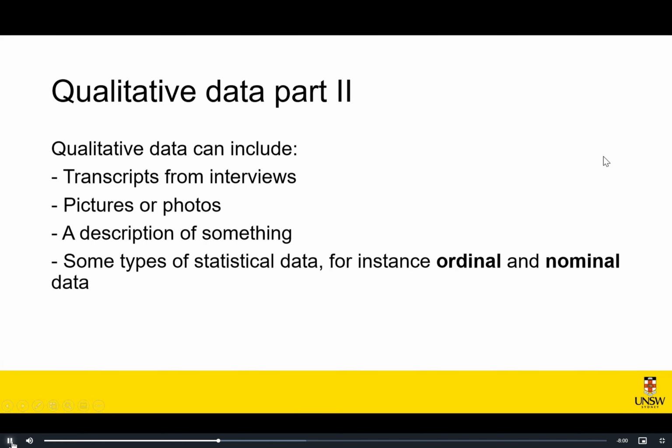So a little bit more explanation on what qualitative data includes. So these are just a few examples of what qualitative data can take the form of. Transcripts from interviews is a very good example, as we just discussed. Pictures or photographs. If you have to describe a photo or a picture, just think of the picture that you've recently taken on your smartphone.